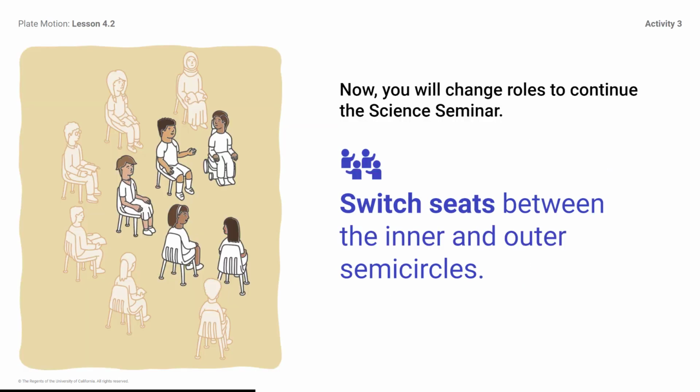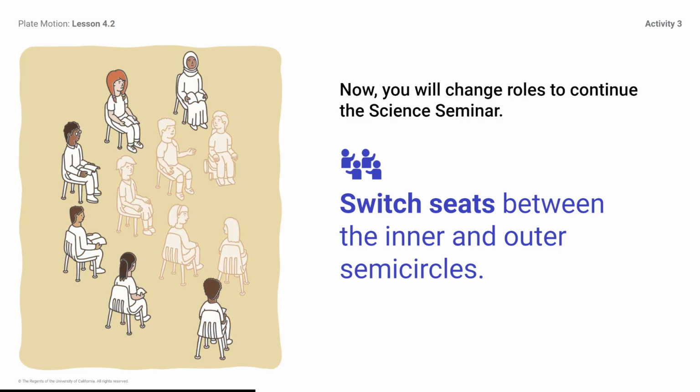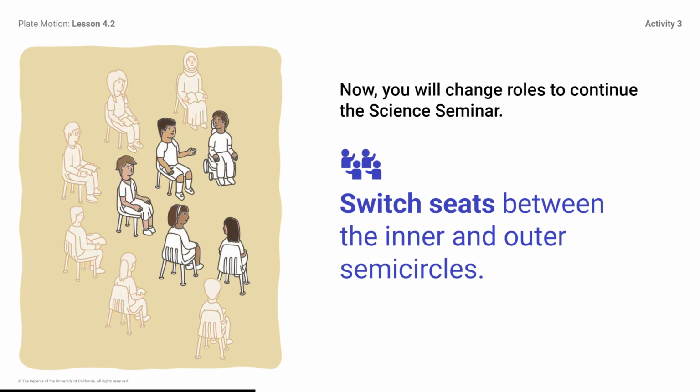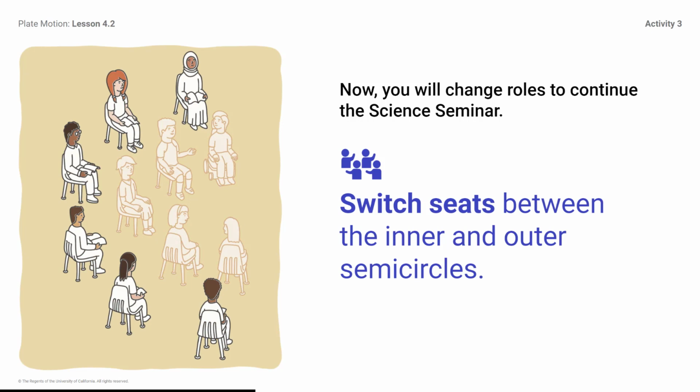Now, you will change roles to continue the science seminar. Switch seats between the inner and outer circles. Students moving to the inner circle, take out your argument organizers and evidence cards. Students moving to the outer semicircle, take out your science seminar observation sheets.